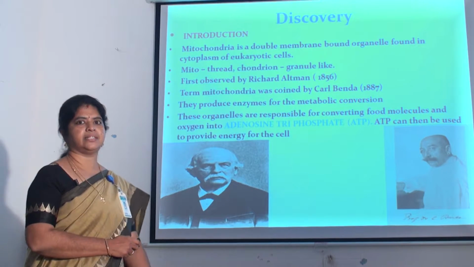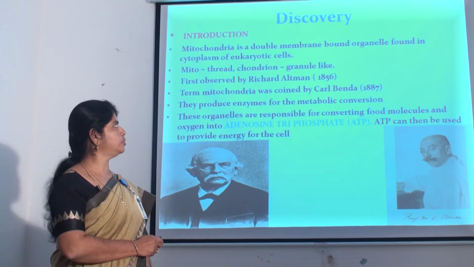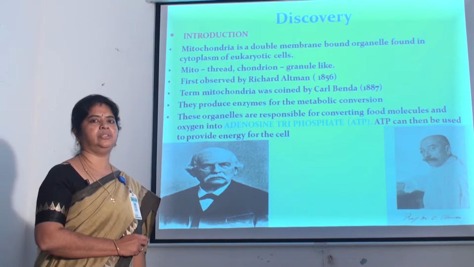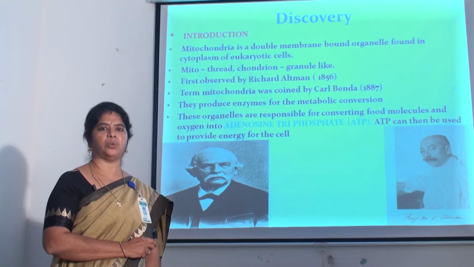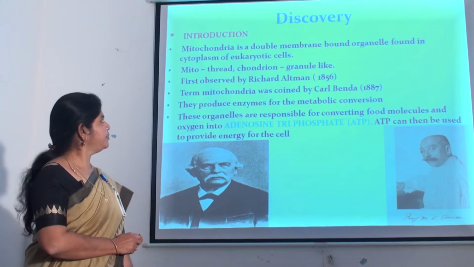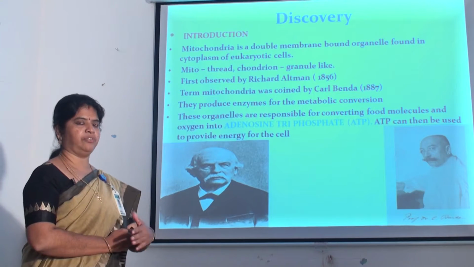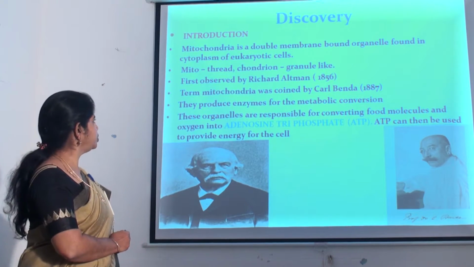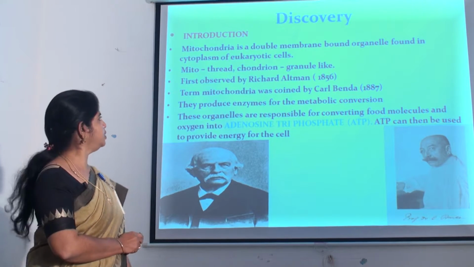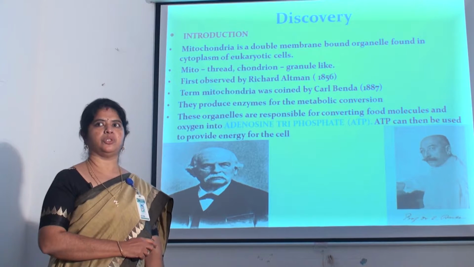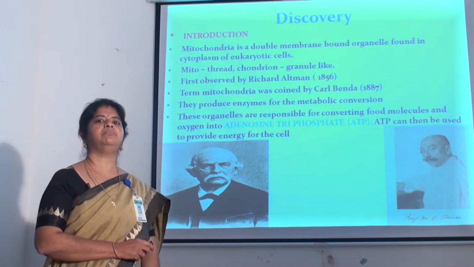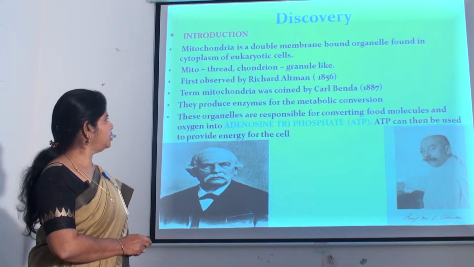First, let us see the discovery of the mitochondria, with a little introduction. It is a double membrane bound structure. It may be rod shaped or bean shaped, and it derives from the Greek words mito, meaning thread, and chondrion, meaning granule like. It was first observed by Richard Altman, and later the term mitochondria was coined by Benda.